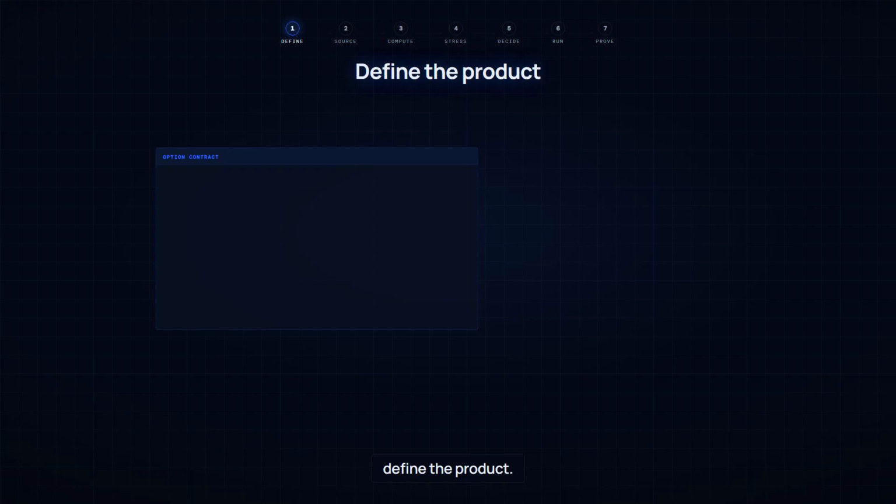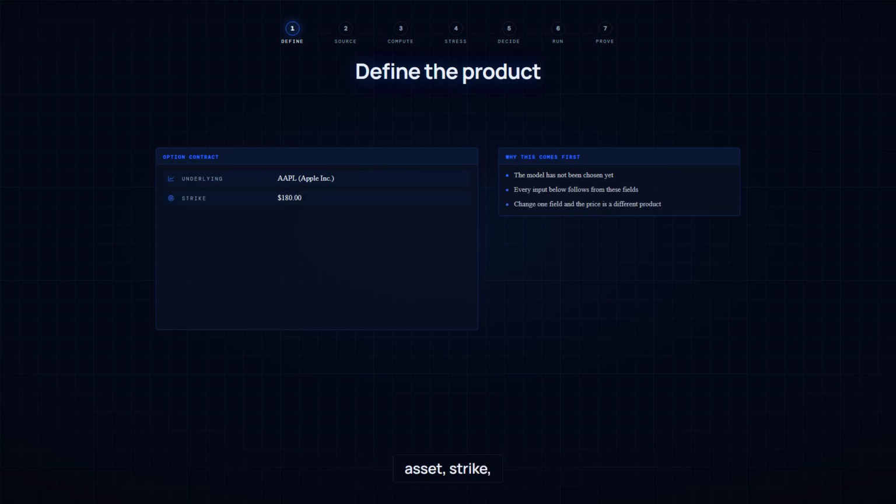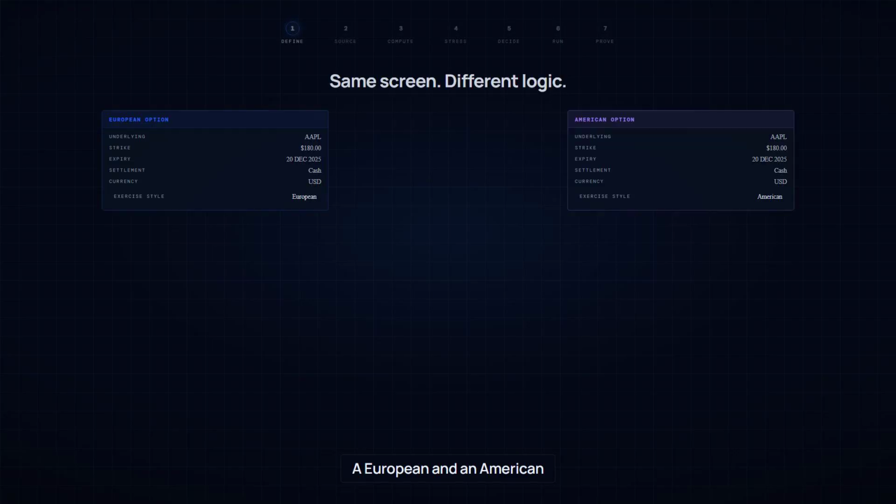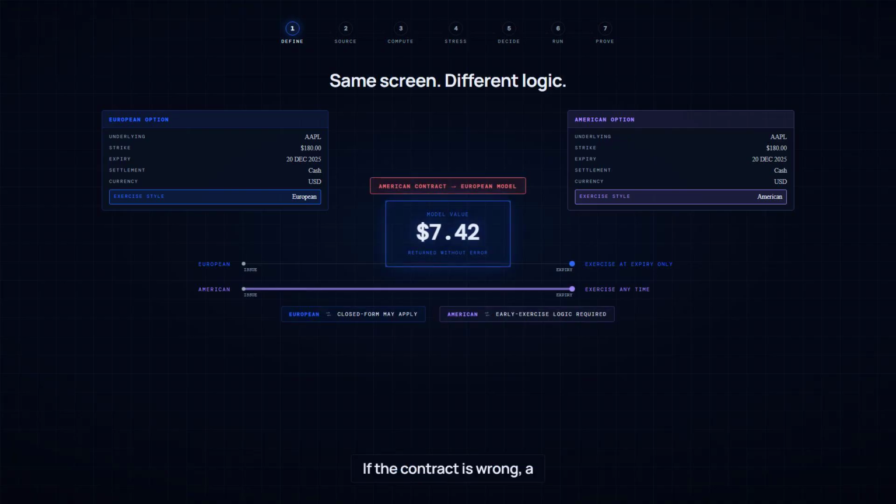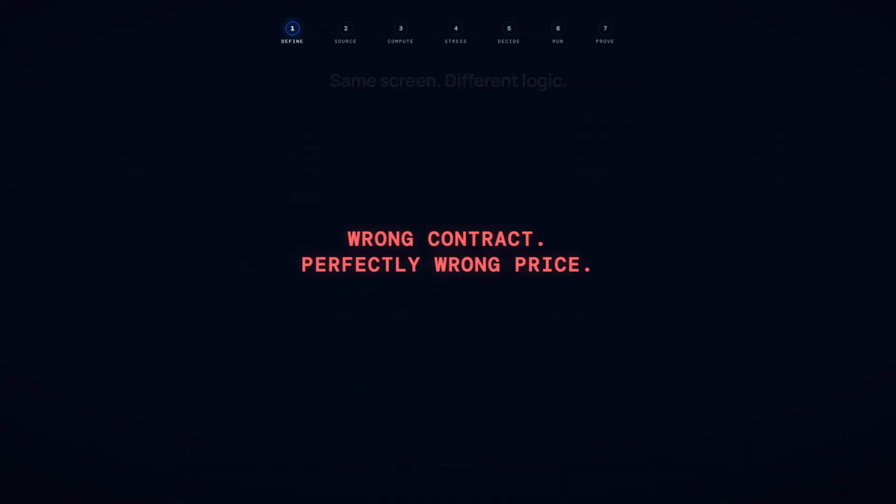First, define the product. An option is not simply a contract connected to a stock. We need its underlying asset, strike, expiration, exercise style, settlement method, currency, calendar, and treatment of corporate actions. A European and an American option may look similar on screen, but require different logic. If the contract is wrong, a perfect model can price the wrong product perfectly.